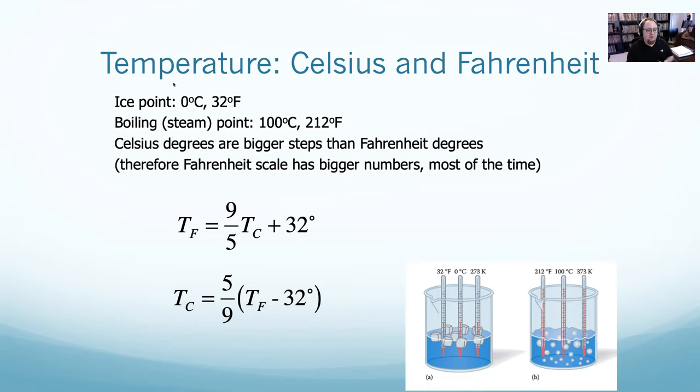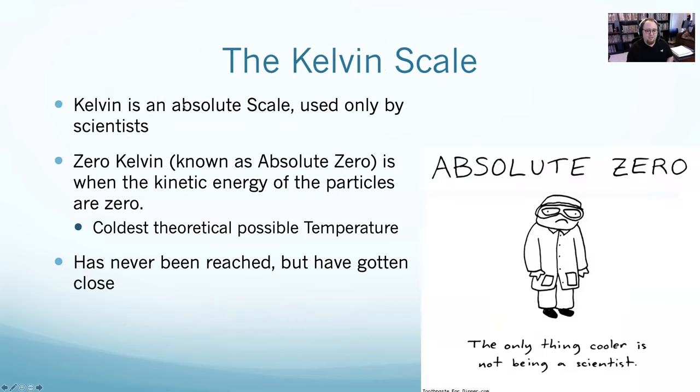Now, first thing I'm going to say about Kelvin is you don't have degrees Kelvin. Something can be degrees Celsius or degrees Fahrenheit. You do not have degrees Kelvin. It's just Kelvin. And the reason why is it's not in degrees. It's an absolute scale. You see, Kelvin is the one that's based off what's actually happening and based off actual science.